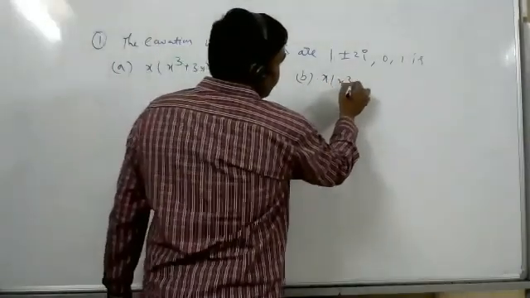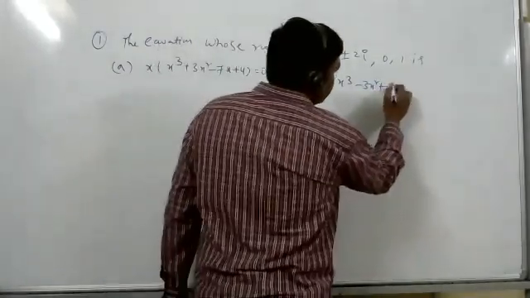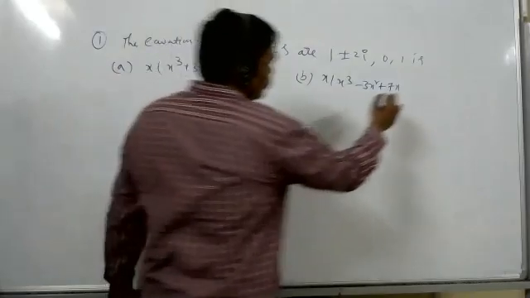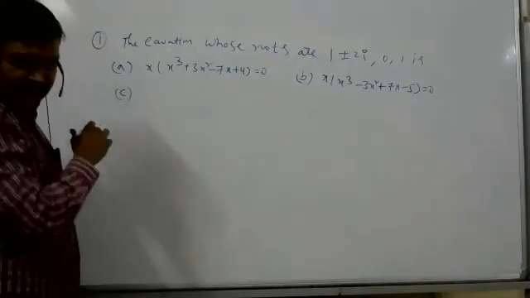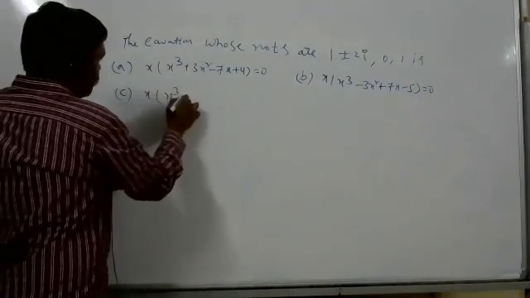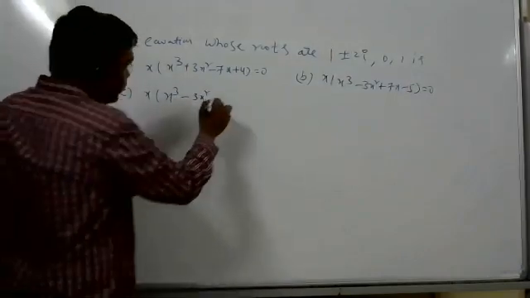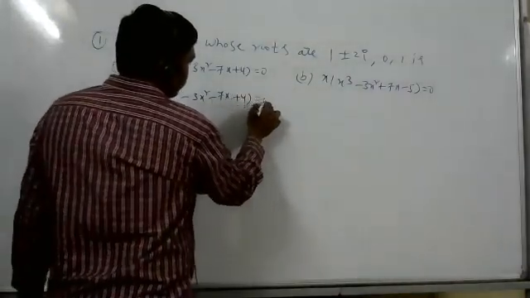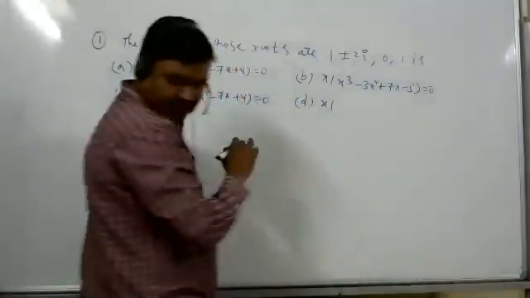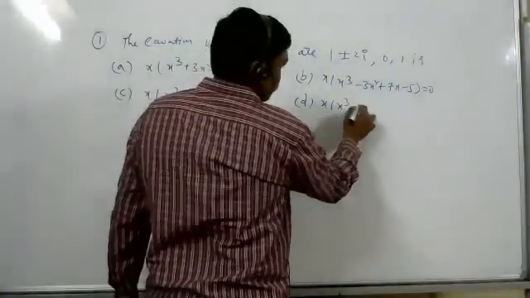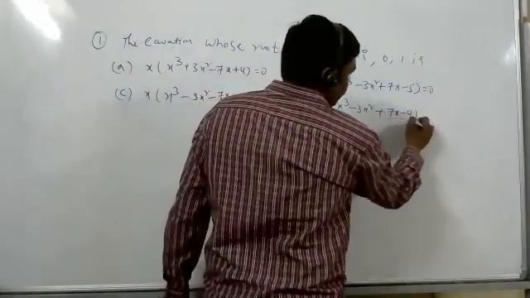x into x cube minus 3x square plus 7x minus 5 is equal to 0. Option C, x into x cube minus 3x square minus 7x plus 4 is equal to 0. Option D, x into x cube minus 3x square plus 7x minus 4 is equal to 0.